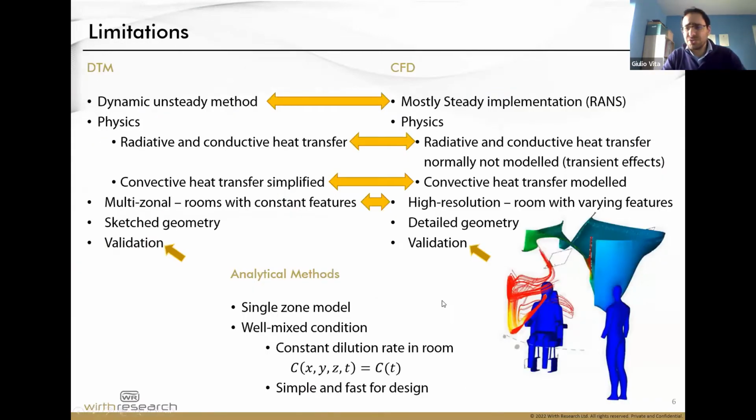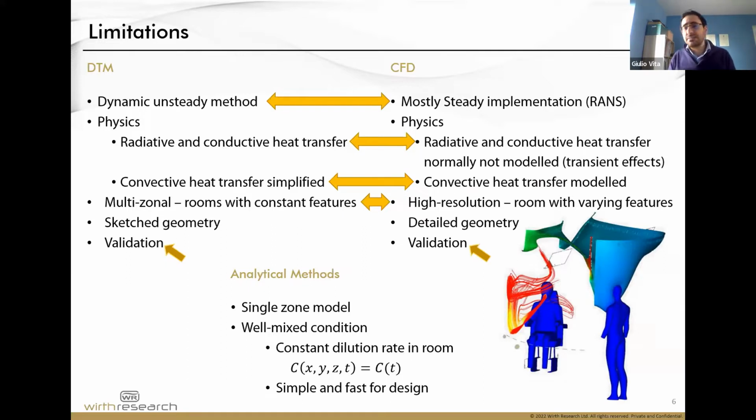If we look at the limitations of all the tools that we have seen, we see that analytical methods are the most simple, but as such, they are the fastest. So they are absolutely important when you're designing a new building. However, they are based on heavy assumptions, such as the well-mixed condition and the constant dilution rate in a room. So in a single room around the single source, the dilution is the same everywhere.